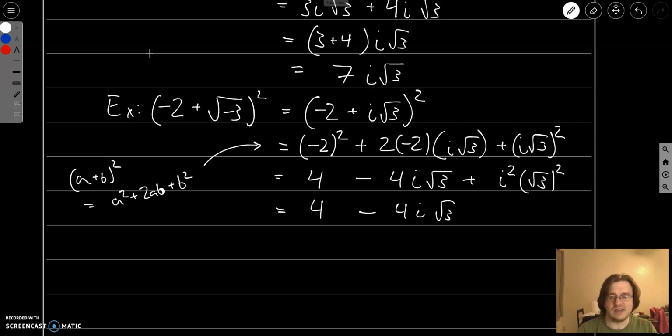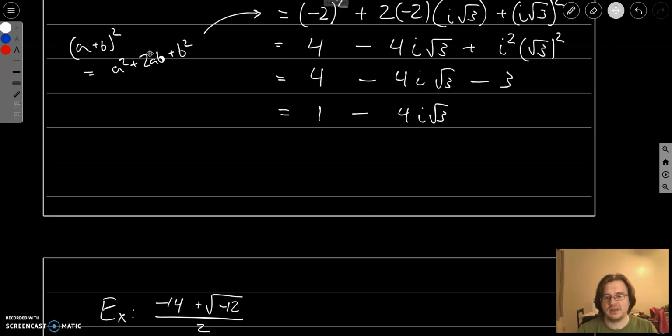i squared is negative 1, and the square root of 3 squared is 3. So negative 1 times 3 is negative 3. And then again, simplifying, 4 minus 3 is 1, minus 4i square root of 3. And this is in standard form. Real term out front, imaginary term in the back.